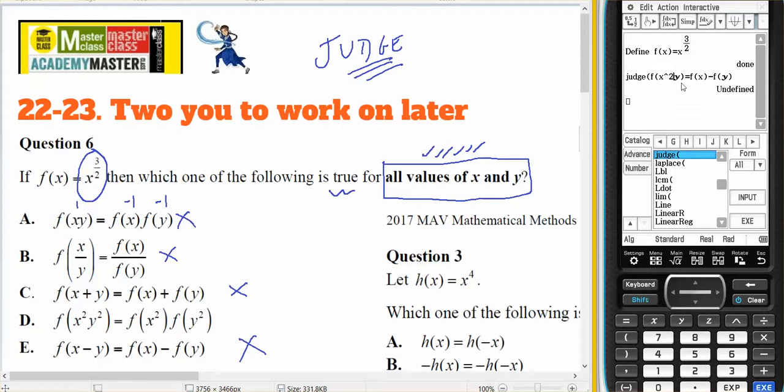It's my only option. Now I'm thinking it's pretty good because when you square numbers, any negatives become positives. Therefore, the squaring process will make all my answers positive. Therefore, I think I'm going to get a true, and I did get a true. Therefore, this is my correct answer.